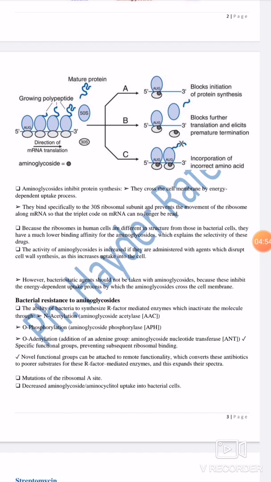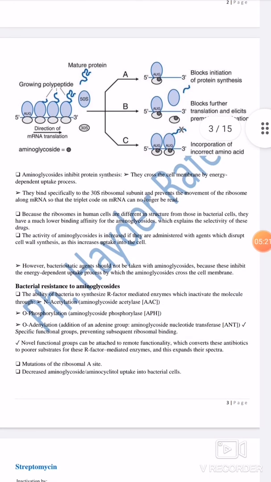Because ribosomes in human cells are different in structure from those in bacterial cells, they have much lower binding affinity for aminoglycoside, which explains the selectivity of this drug. The activity of aminoglycoside is increased if administered with an agent which disrupts cell wall synthesis, as this increases the uptake into the cell. However, a bacteriostatic agent should not be taken with aminoglycoside because it inhibits the energy-dependent uptake process, and so the aminoglycoside cannot cross the cell membrane.